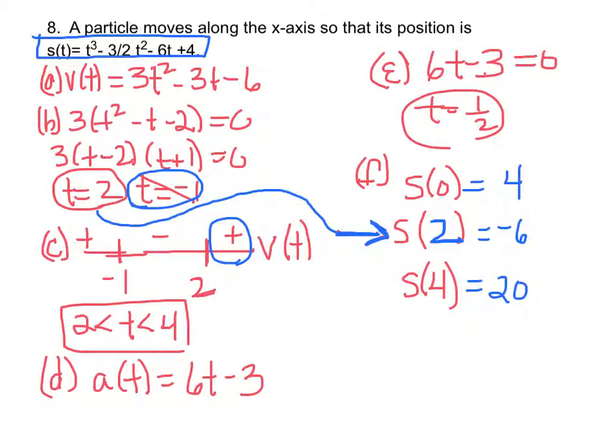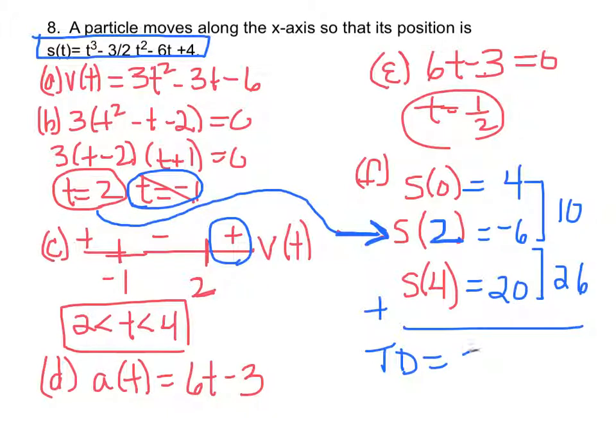Total distance, think of a number line. You're at 4 on the number line, and you walked all the way down to -6 on the number line. So you covered a distance of 10. Same thing here. Then you're going to say, well, I was at number -6 on the number line, and I walked all the way up to 20. So that means you covered a distance of 26. So altogether, your total distance should be 36.